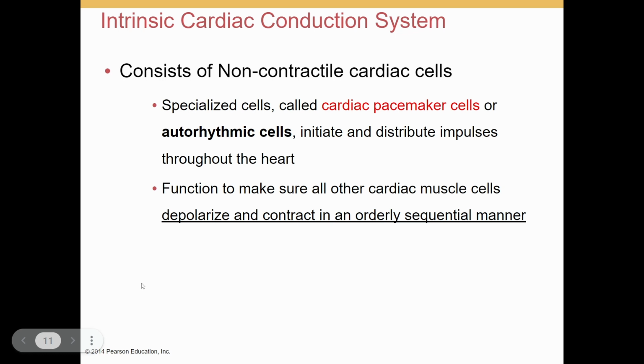Now, we can't forget that the heart also consists of cells that don't generate their own electrical potential, that are not going to be pacemaker cells. Those are going to be the contractile cells that are going to take a signal from the cardiac pacemaker cells and allow it to travel not only to that system, but all throughout the heart. But the cardiac pacemaker cells make sure all of the contractile cells depolarize and contract in an orderly sequential manner. So without them, the heart would not contract.